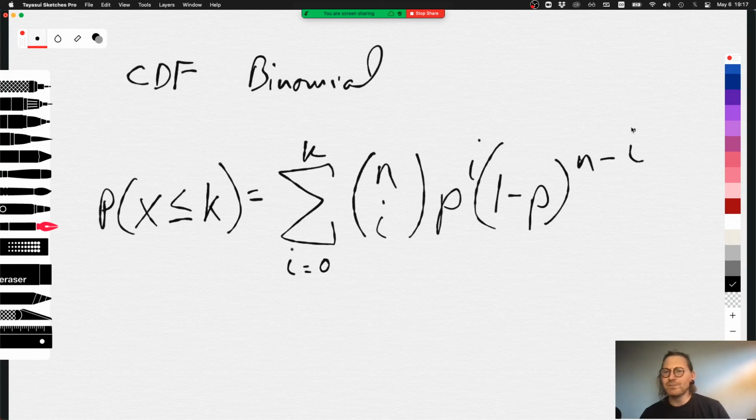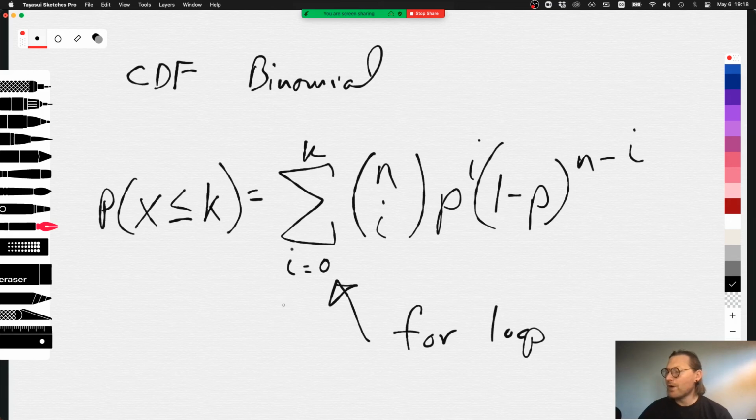That's essentially the same as the PMF. So when we see this summation, this could mean a couple things in terms of our code. It could mean sum. In a lot of cases, it's going to mean a for loop.